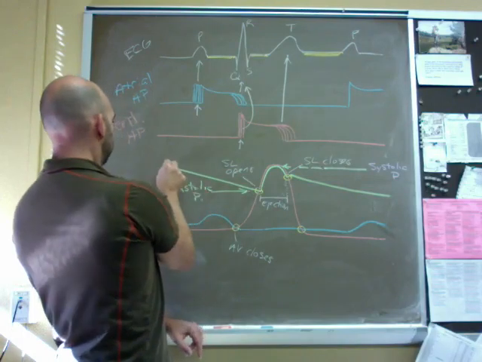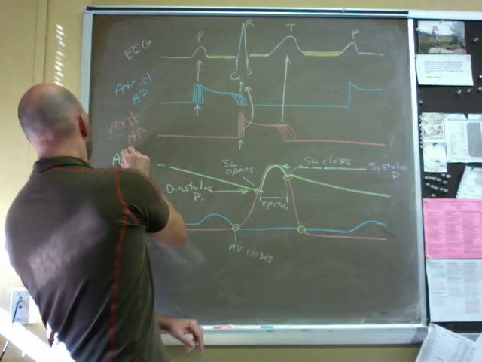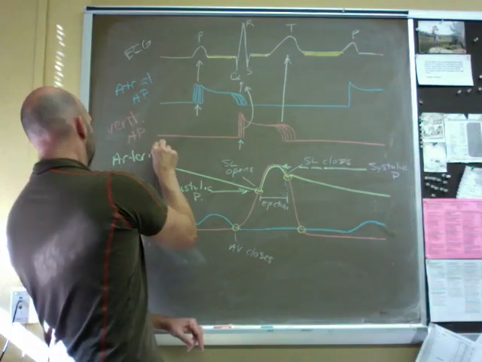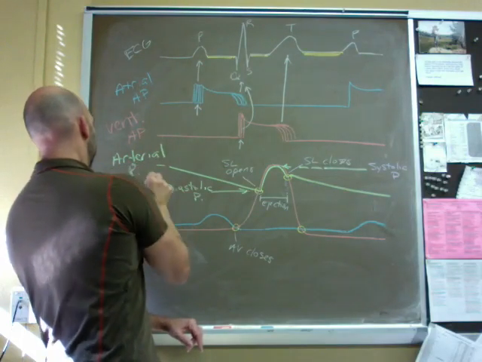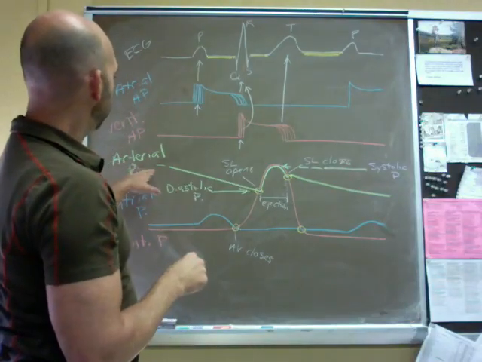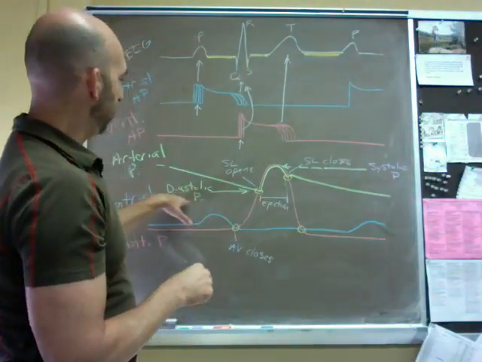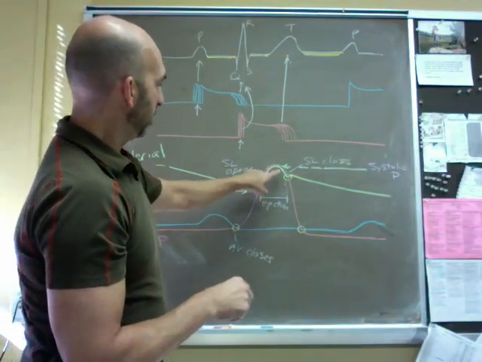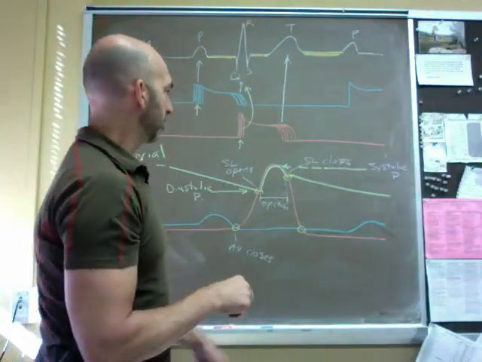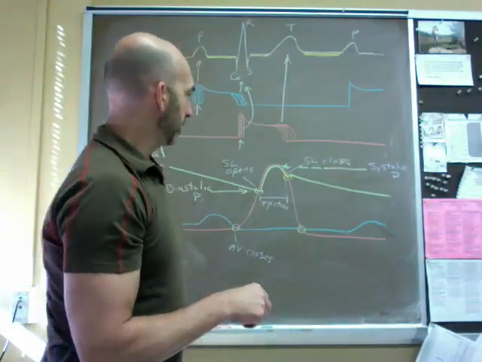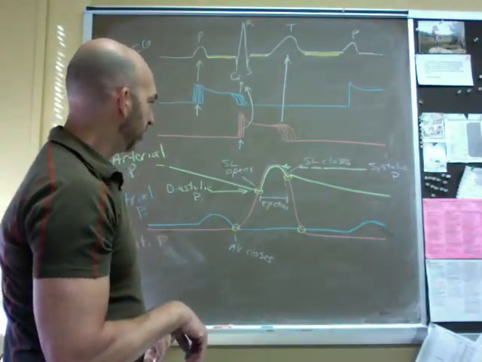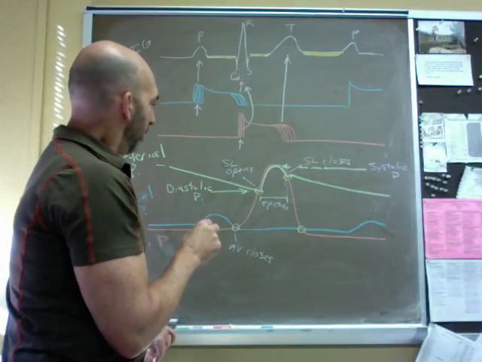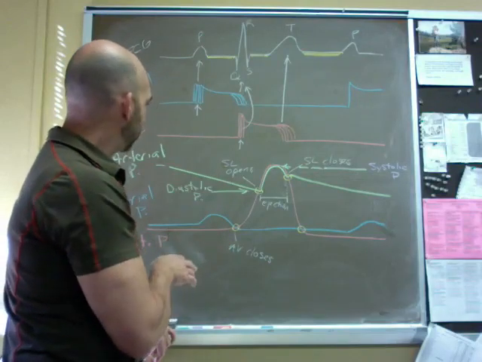Right? And remember, this line is arterial pressure. So our arterial pressure falls and falls and falls to the diastolic pressure. Then it gets increased as we eject blood to a peak, which is the systolic pressure. And then, of course, it's going to start to fall again towards the diastolic next cycle. Okay, we've got our valves opening and closing. We have all our pressure traces.